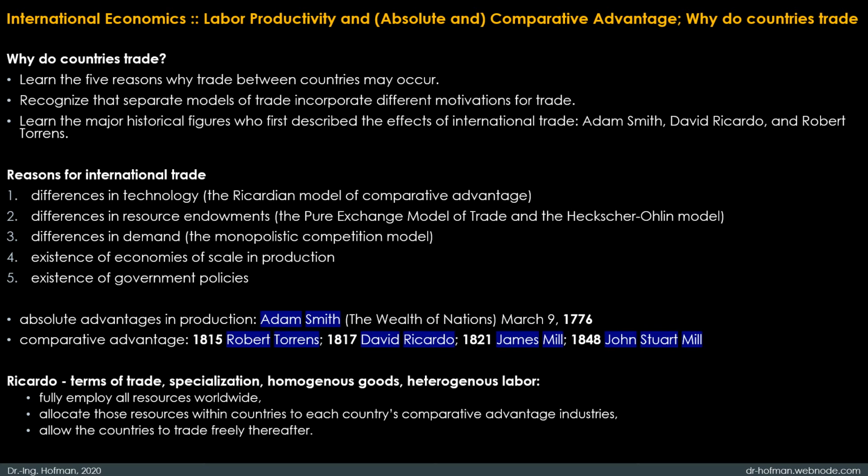The early logic that free trade could be advantageous for countries was based on the concept of absolute advantages in production. Adam Smith wrote in The Wealth of Nations, "If a foreign country can supply us with a commodity cheaper than we ourselves can make it, better buy it of them with some part of the produce of our own industry, employed in a way in which we have some advantage."